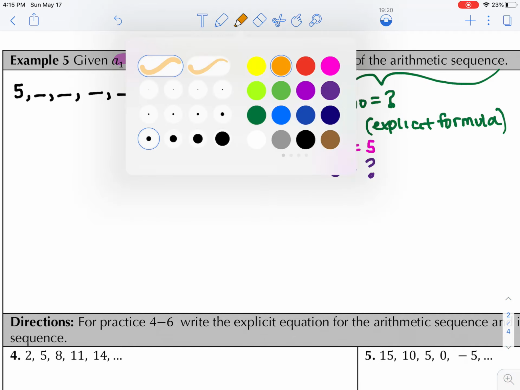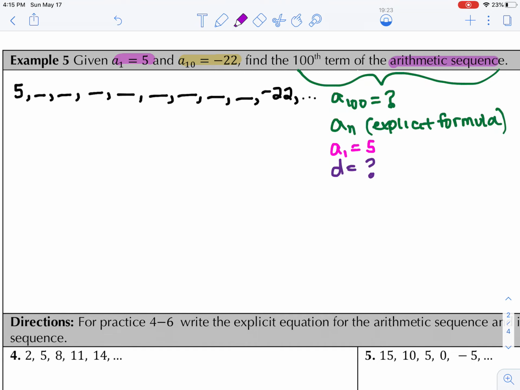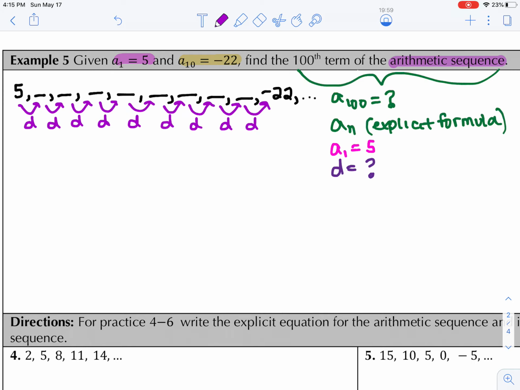But what I do know, and what is super helpful, is I'm told that this is an arithmetic sequence. So if I connect back to my definition, that means that there is a common number that is added amongst all of these blanks. Okay, so if you notice, we have addition of some number, I'm going to call it D, 1, 2, 3, 4, 5, 6, 7, 8, 9 times, okay? So the value D, whatever that happens to be, is added 9 times over to take us from a sub 1, which is 5, and land us at negative 22.